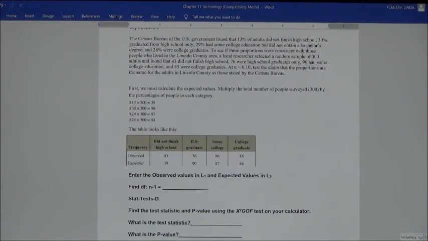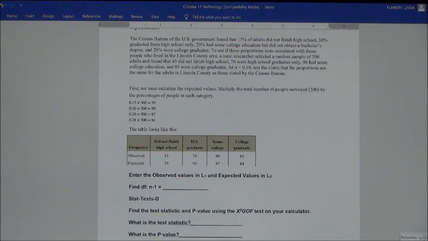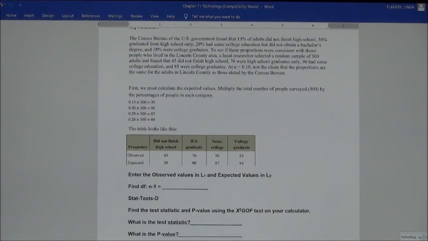So out of the 300 people, it says 13% did not finish high school. So 13% of 300 was 39. 30% graduated from high school, so 30% of 300 was 90. 29% had some college education but did not obtain their bachelor's degree, so 29% of 300 was 87. And then lastly, 28% were college graduates, so 28% of 300 is 84. And so you can see I filled in the expected values on the table. On Alex, not all of them will be in there. You'll have to fill those in.